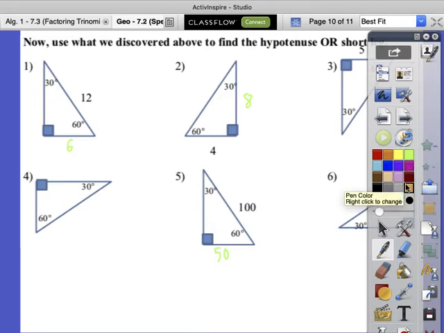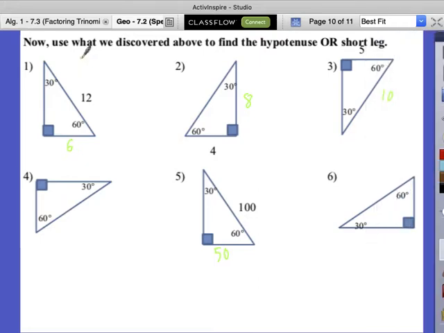Can somebody help me set this one up to find this missing length? 6 squared plus x squared equals 12 squared. We need this x, our missing length, to be one of the legs, and 6 to be the other leg. 6 times 6 is 36, plus x squared equals 144. Subtract 36 and x squared equals 108. Square root: x equals the square root of 108. As we simplify, we look for the square root of 36 times the square root of 3. The square root of 36 is 6, so it's 6 times the square root of 3.